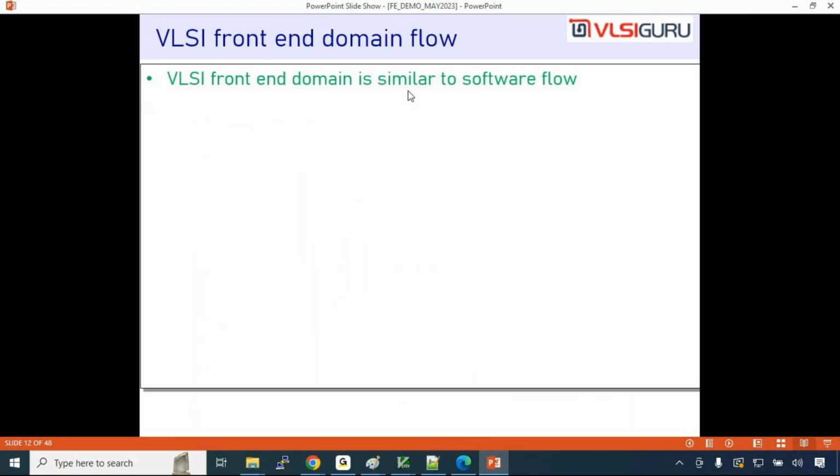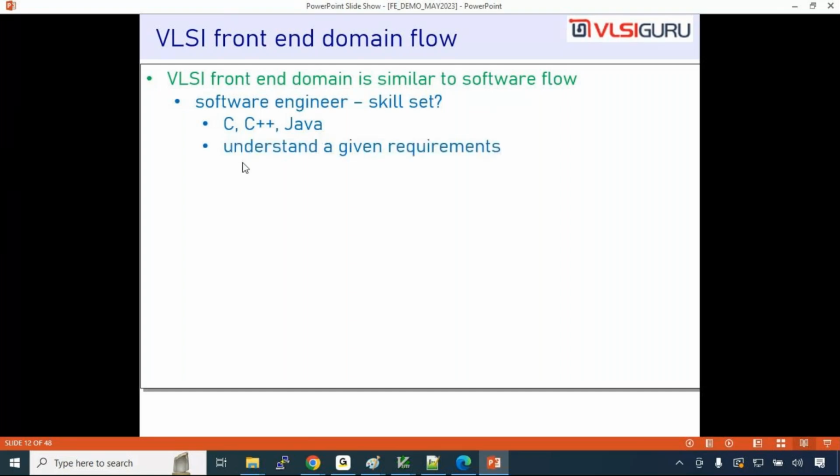Front-end domain work is very similar to the software flow. What is meant by similar? What does a software engineer do? He learns languages like C, C++, Java, understands the requirements, and develops the algorithm. He comes up with an algorithm to solve a problem, and implements that algorithm using C, C++, one of these languages.